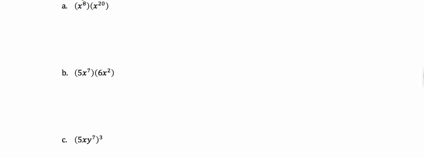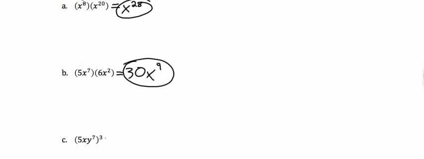Okay, so for A, this is just a product of 2 powers with equal bases. We have 8 x's times 20 x's. That's a total of 28 x's. It's x to the 28th. That's it. B, what you kind of have to remember is that you're allowed to reorder multiplication. So you can multiply the 5 times the 6 and get 30. And now it's just x to the 7th times x squared. Add your exponents, x to the 9th.